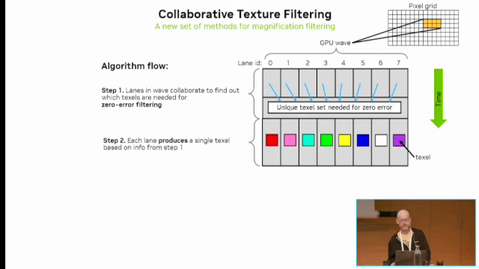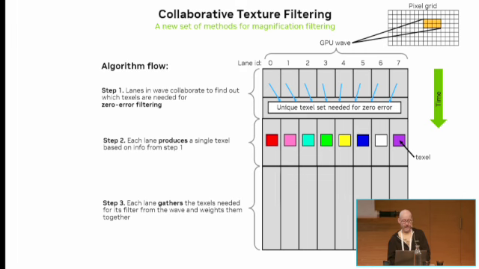This could be neural decompression, for example, or procedural texture generation. And then in the third step, each lane gathers the texel it needs from the lanes in the wave. As an example, I'm showing lane 0 here. It needs the red, green, blue, and white, and then it's weighted together, and maybe you get a pink pixel.